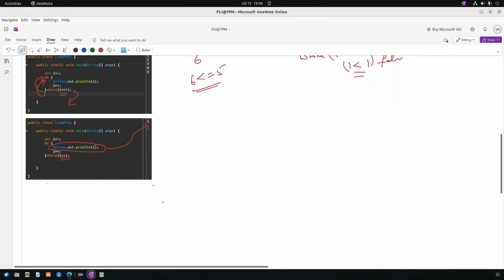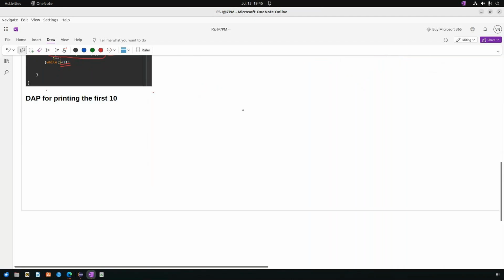Right. So we'll do some programs using do while. Develop a program for printing the first 10 Fibonacci series values.